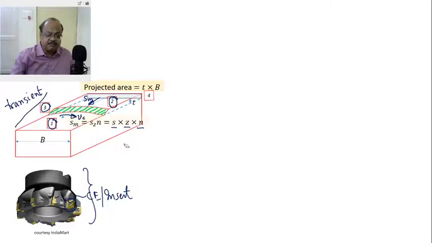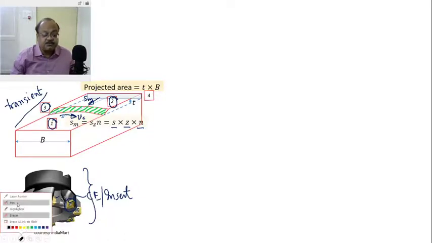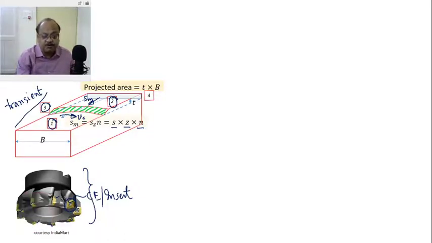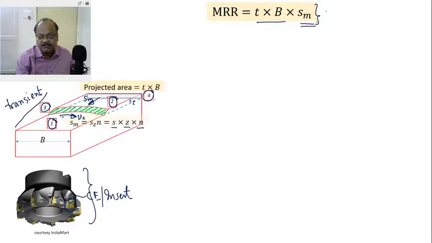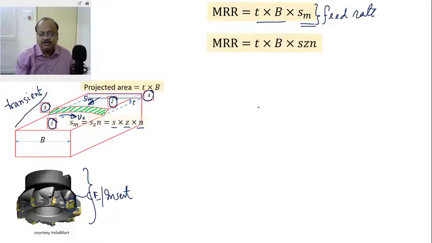Once again, the same projected area. So this particular surface, which has been shown as surface number 4, is nothing but the projected area of this transient surface, and that would be T into B. So T into B with the extrusion rate or the feed rate, that has to be multiplied, and that will give you a material removal rate of T into S N Z into B.